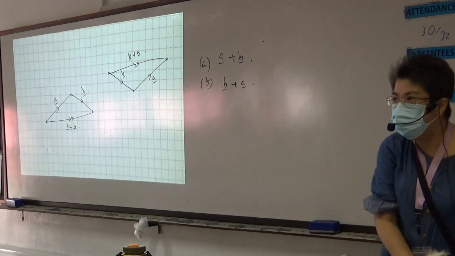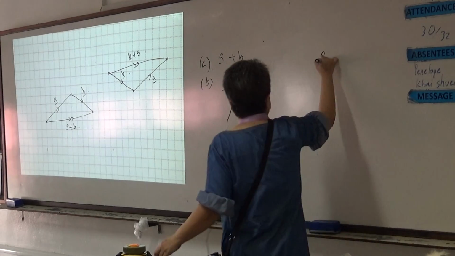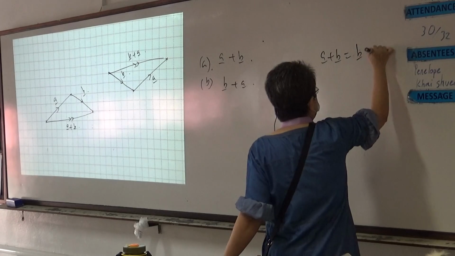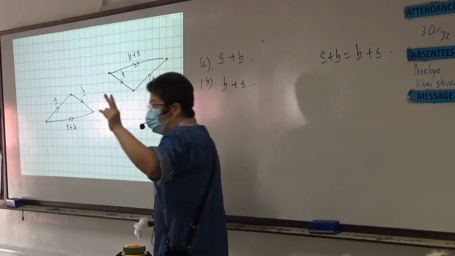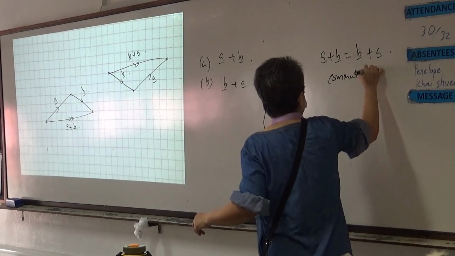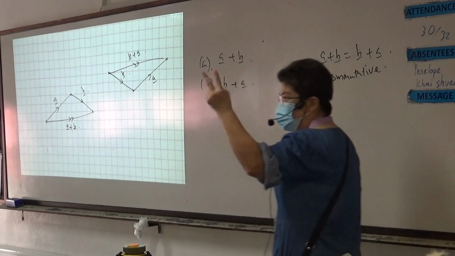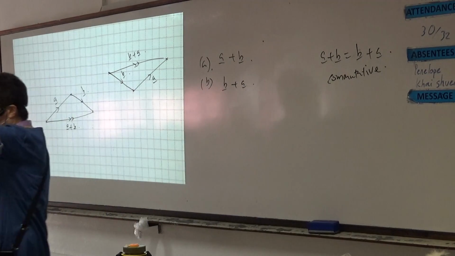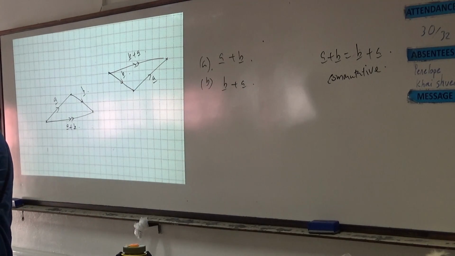Now, remember yesterday I said A plus B is the same as B plus A, right? It's commutative. Commutative means you can swap around. Like 2 plus 3 is 3 plus 2, commutative. 2 times 3 is 3 times 2, commutative. But minus is not commutative. You cannot swap around. The answer is not the same.